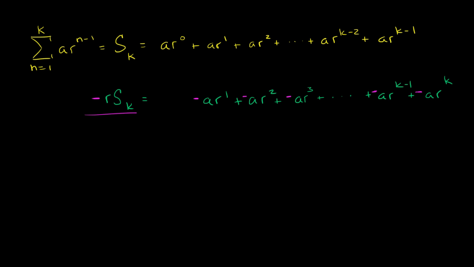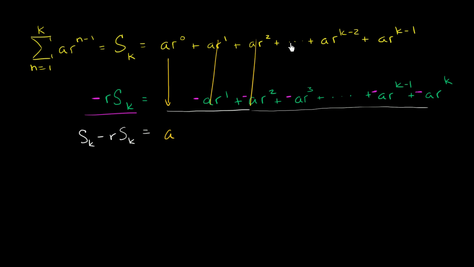So on the left-hand side, we're just going to get s sub k minus r times s sub k. And it's going to be equal to, on the right-hand side, and this is where it gets really neat, we're going to have a times r to the 0th power, which is just a times 1. So that's going to be a. So this just drops down. And then these are all going to cancel out, all the way, so that all we're left with is minus a times r to the kth power.